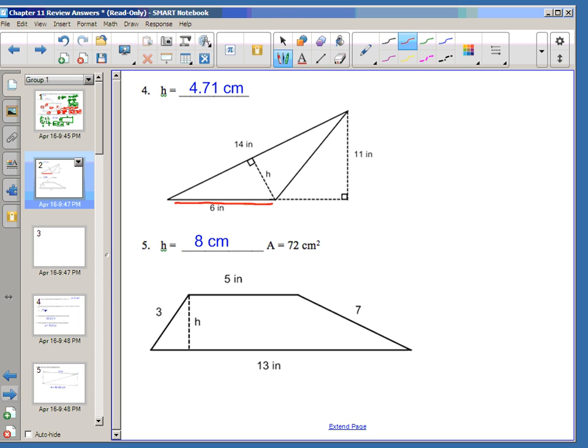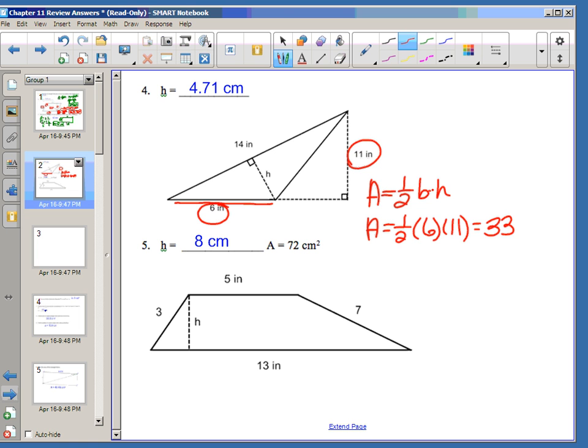So my base is 6 here and my height is 11. Again, start with the formula of 1/2 base times height, because that's the area of a triangle. So I'm going to do 1/2 times 6 times 11, and I get an area of 33. But the question asked me to find h.